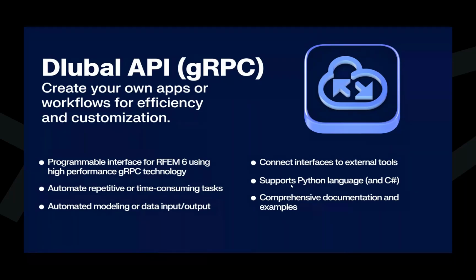For example, if we have the existing model data outside of the program, we can actually use this API to automate the modeling process, or we can use it to feed data into the program or to pull results out of the program. Ultimately, we connect the interfaces to these external tools. Maybe that is your own spreadsheets or in-house programs. It's a third-party program, or it can be even your own website for your company.